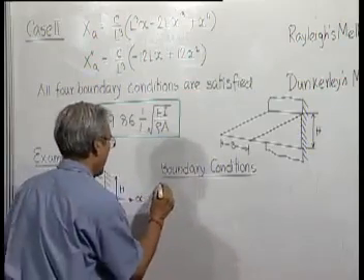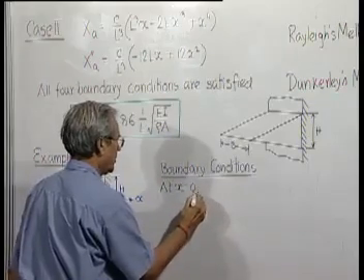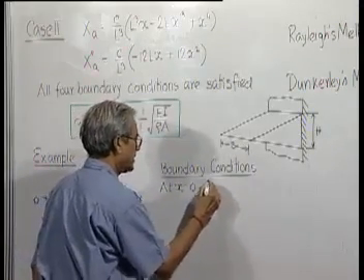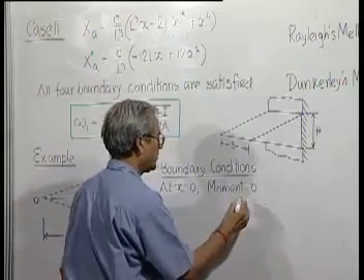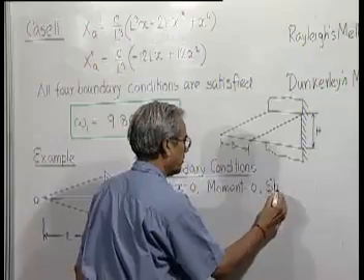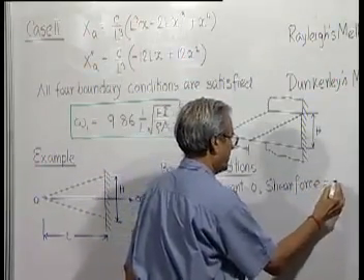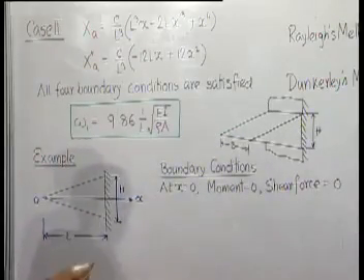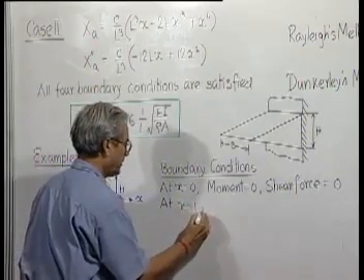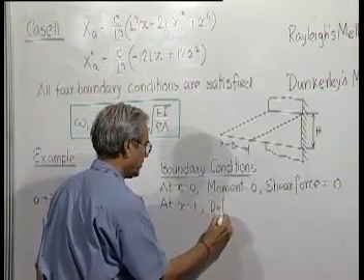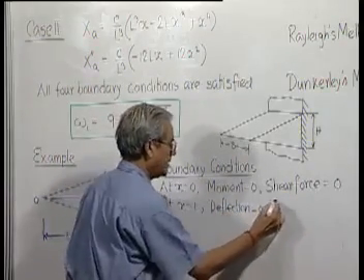That means at x equal to 0, bending moment is 0 because it is a free end, and shear force is 0. At x is equal to L, that is the fixed end, deflection is 0 because it is a fixed end, and slope is 0.